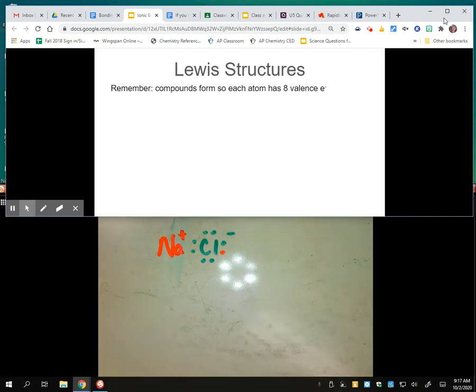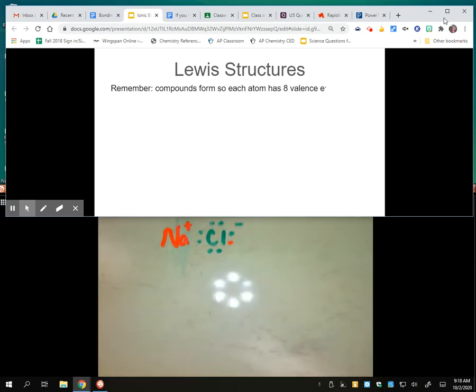We're going to find that when we represent molecules or things with covalent bonds, they share electrons. And so it's going to look quite different. We're not going to have these charges in there.